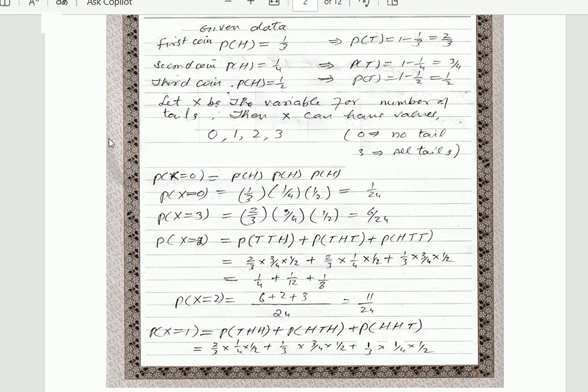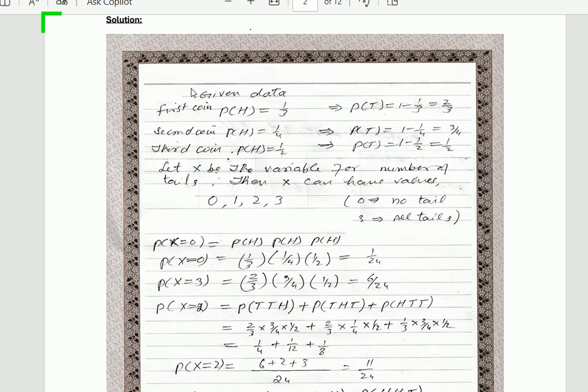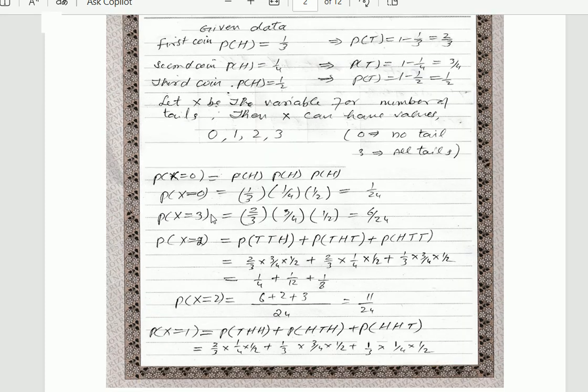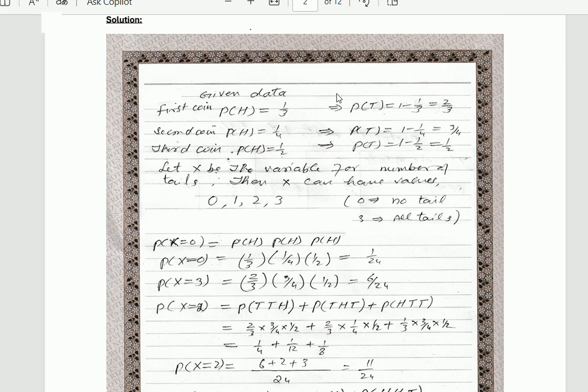P(X = 0) means all are heads. So by putting the values of all heads, 1/3, 1/4 and 1/2, the probability of 0 tails means all heads is equal to 1/24. P(X = 3) means all three coins have tails. So the tail probability is 2/3 × 3/4 × 1/2, which is equal to 6/24.